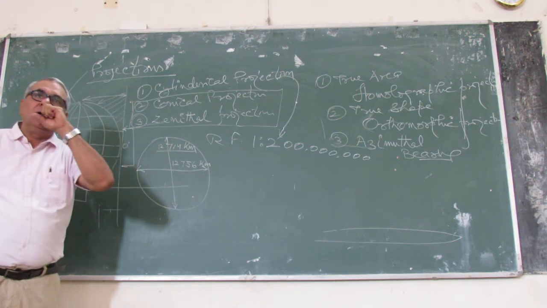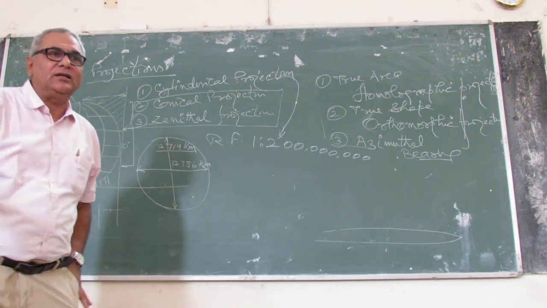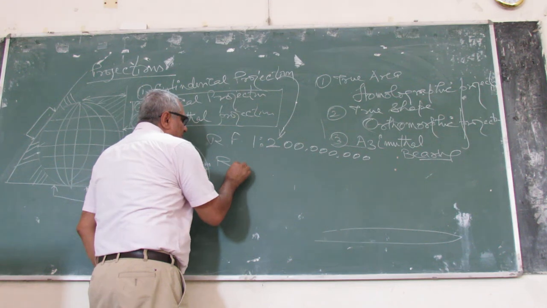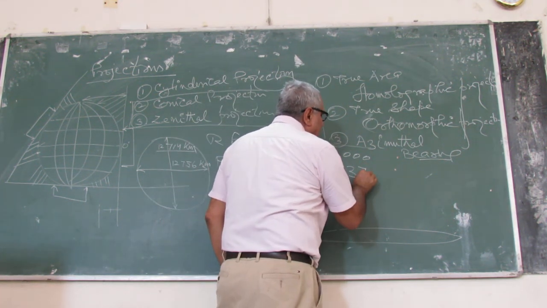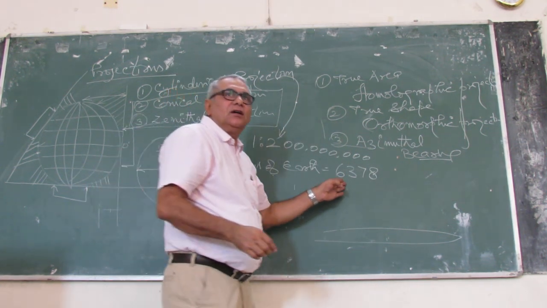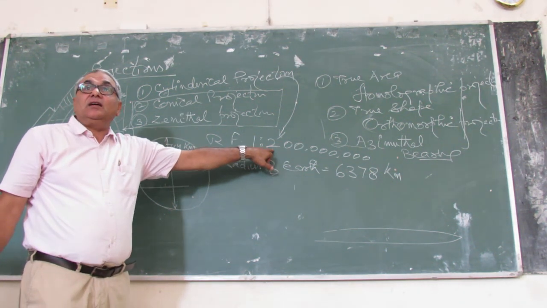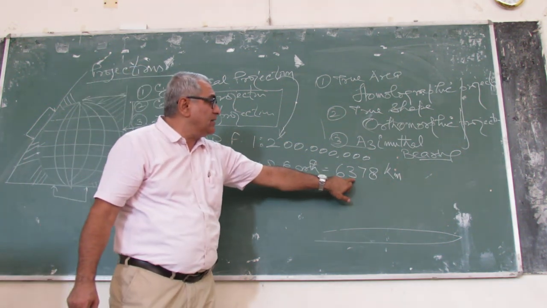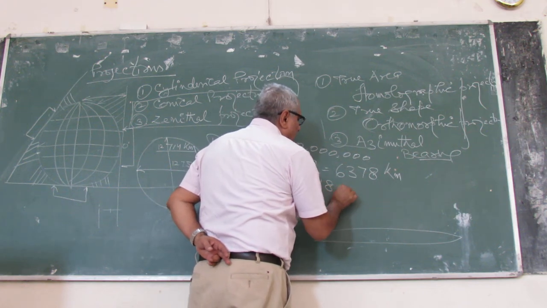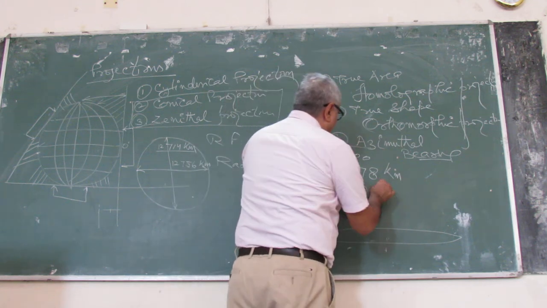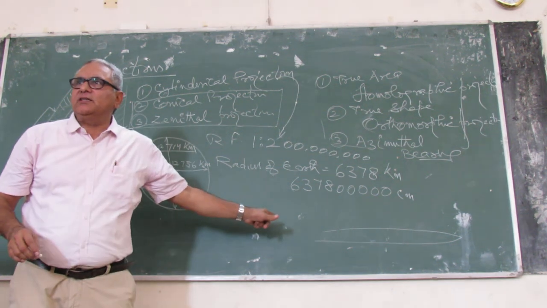So about 12,700, then what would be the radius of the earth? Calculate the equatorial radius quickly. The radius of the earth is 6378. What is the unit? Kilometer. Okay, this is the radius of the earth. If we have the scale in RF, in centimeters, then what would be the centimeters of this kilometer? Convert this also into centimeters: 6378 followed by five zeros. This kilometer means this much centimeter. Hope you got it. Is it clear?